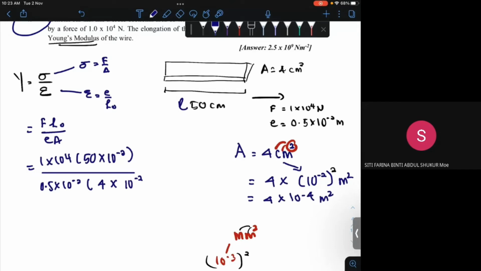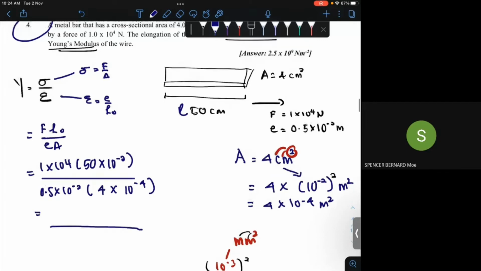Because you converted wrongly, I assume that is why you did not get this question. Press the calculator and you get the answer. You should get this answer. Miss. Got it, Miss.